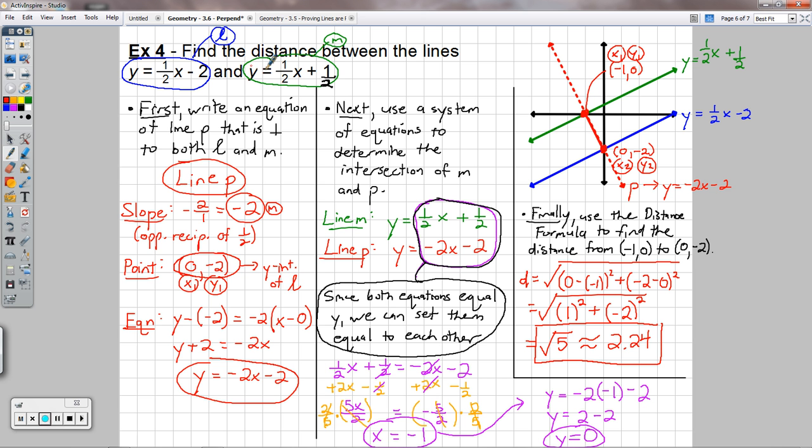Distance, remember, is always referring to a perpendicular distance. So this is perpendicular here, it's perpendicular there as well. So right here, the length of that segment is the square root of 5, or approximately 2.24.